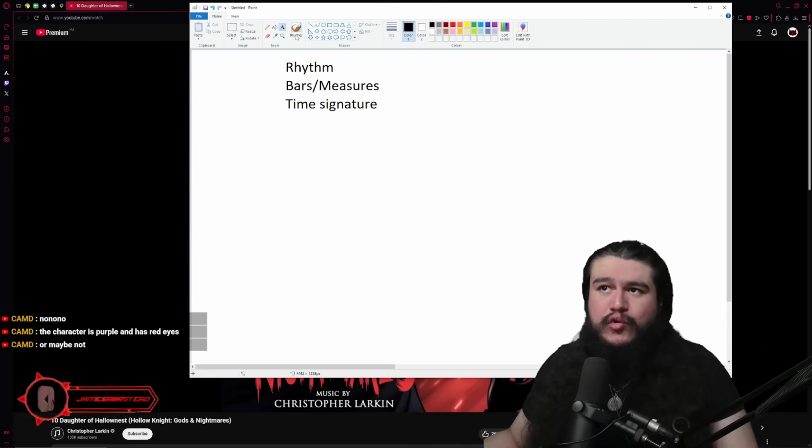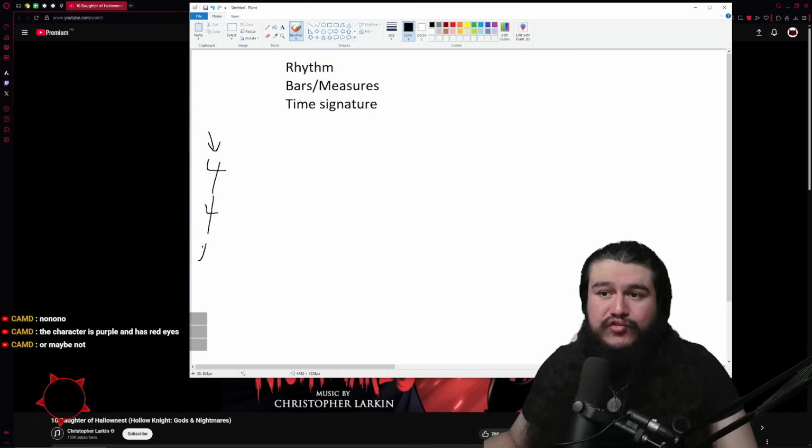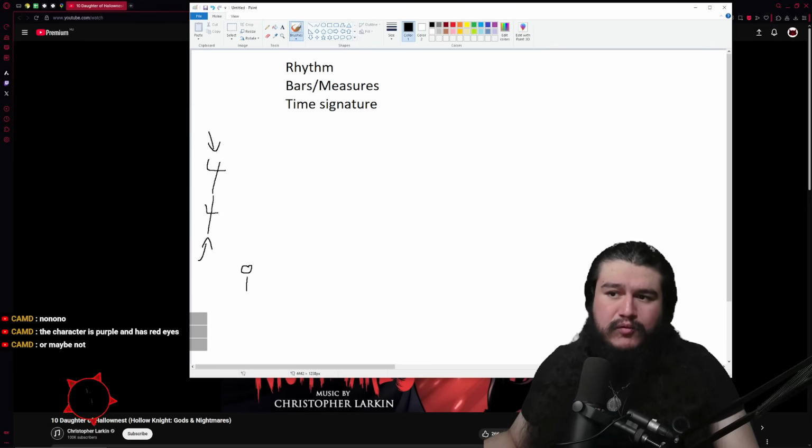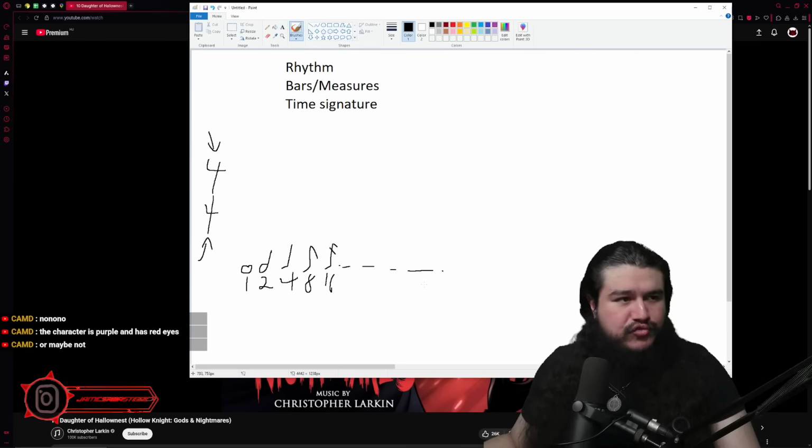Your time signature is going to be two numbers: upper number, lower number. Upper number is the number of beats you have. Lower number is the type. In English, it's pretty easy to remember. Whole notes are number 1, half notes number 2, quarter notes number 4, eighth notes number 8, 16th notes number 16, so on and so forth.